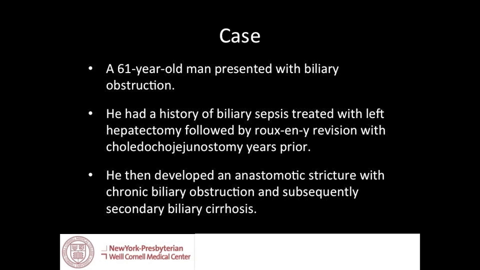He had a history of biliary sepsis, treated with left hepatectomy, followed by Roux-en-Y revision with choledochojejunostomy years prior. He then developed an anastomotic stricture with chronic biliary obstruction and subsequently secondary biliary cirrhosis.